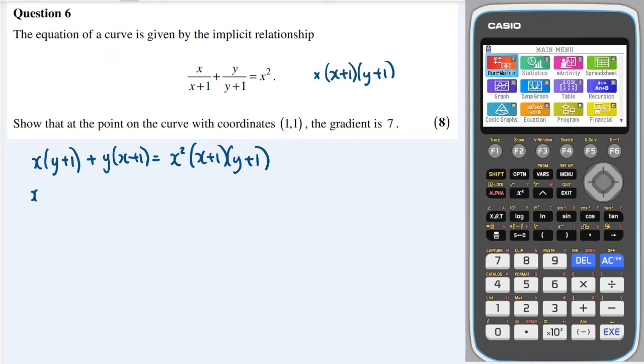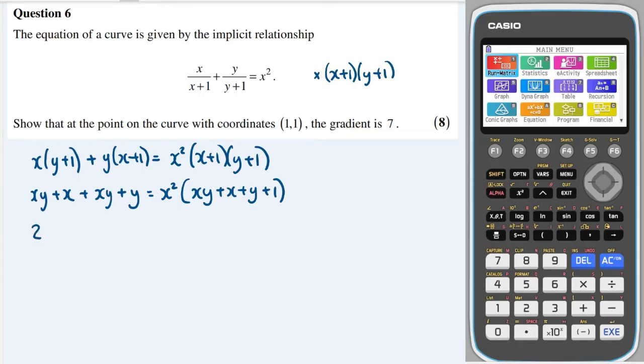Expanding the brackets gives me xy plus x plus another xy plus y is equal to x squared, and I'm going to get xy plus x plus y plus 1.